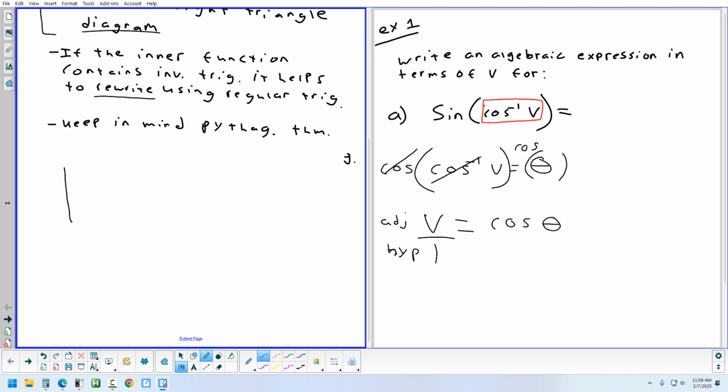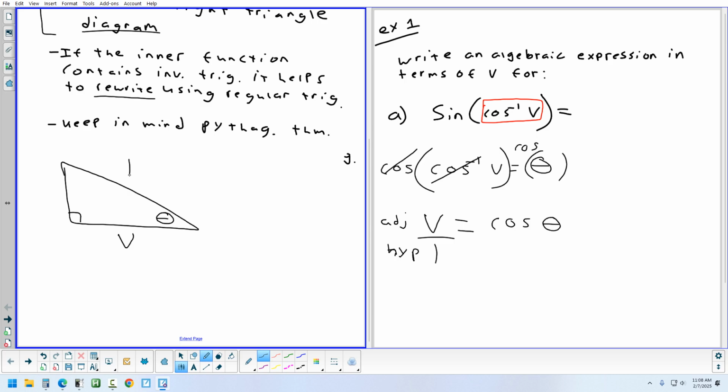So let's draw that out. Doesn't matter where you put theta, just put it as one of your acute angles. Label the adjacent side v, label the hypotenuse 1. Okay. Any question how I converted that equation into an image? Can you repeat what you did? So we know that the definition of cosine is adjacent over hypotenuse, and the adjacent side is v, and the hypotenuse is 1.